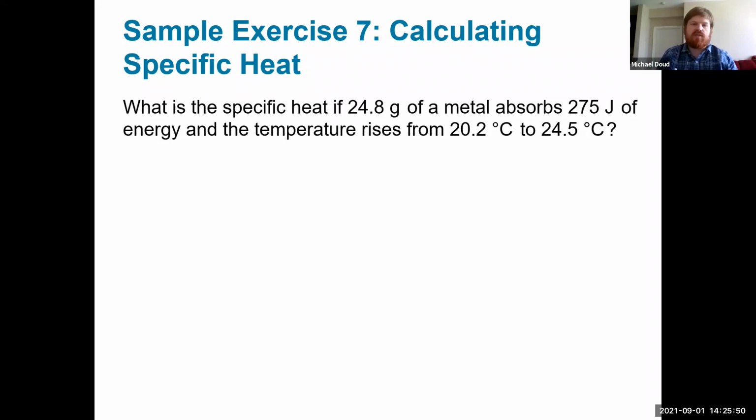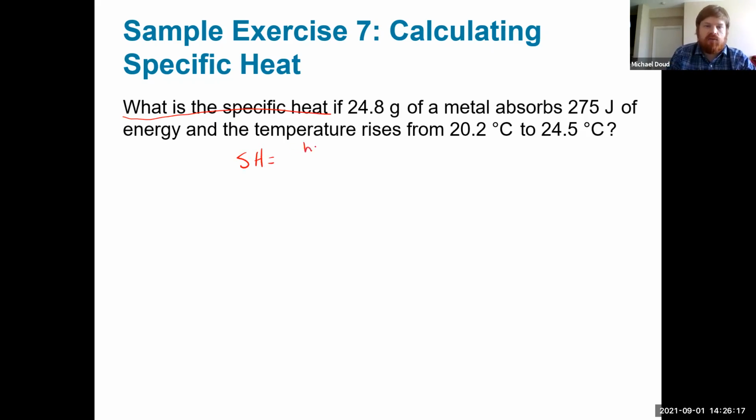So sample exercise number 7 says, what is the specific heat if 24.8 grams of metal absorbs 275 joules of energy and the temperature rises from 20.2 degrees Celsius to 24.5 degrees Celsius? Okay, so a couple of things we note about this problem right away. It's asking for the specific heat. Well, we know that's not going to be a conversion problem. This is going to be an equation problem.